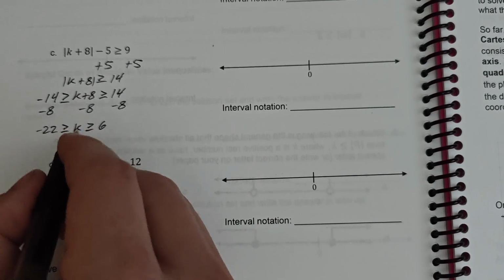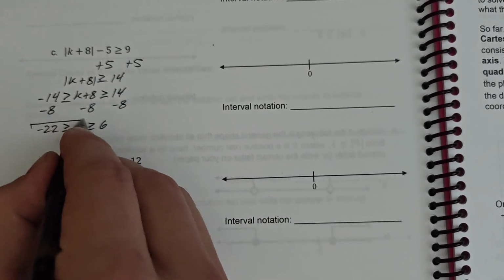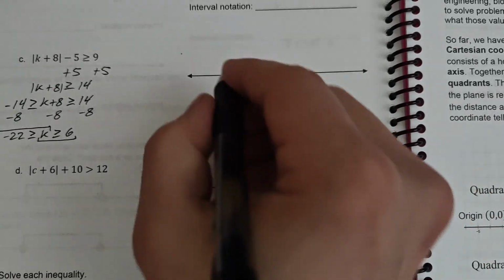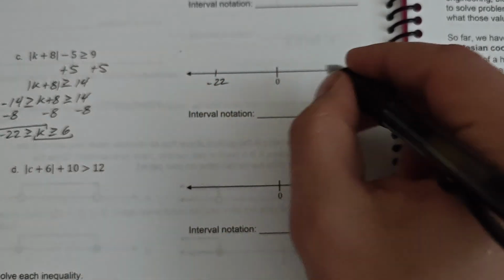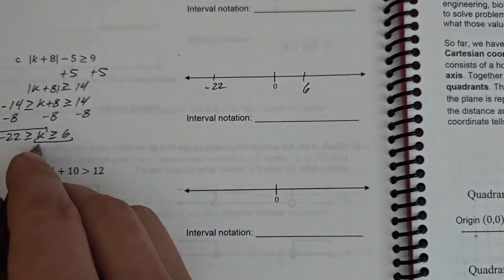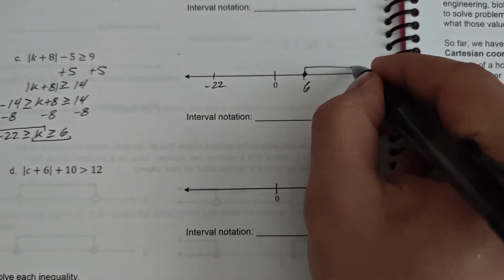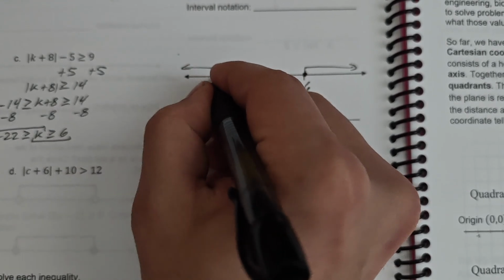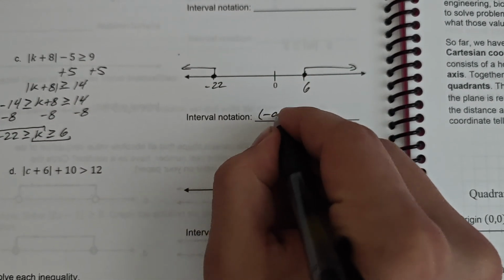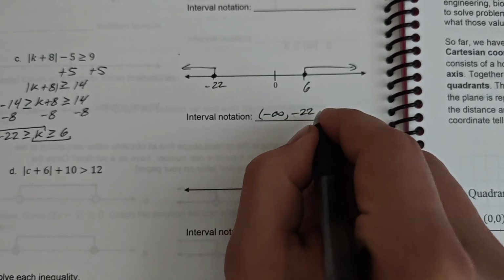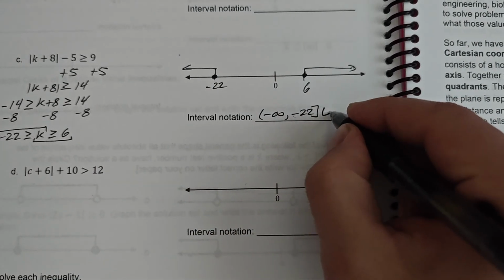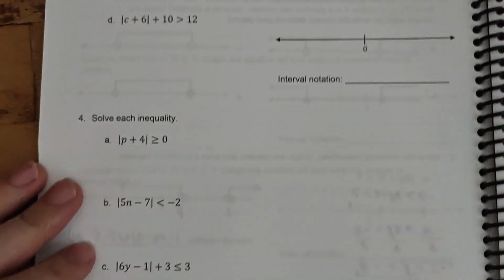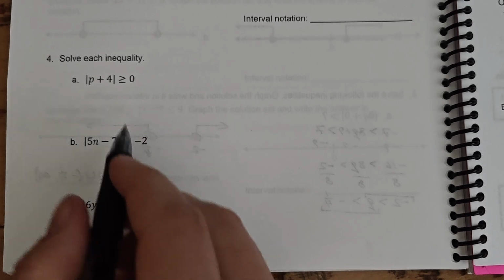And then after we solve this down to have only the k there, again we have to break it up into negative 22 greater than or equal to k greater than or equal to 6. Negative 22, positive 6. k is greater than or equal to 6, and negative 22 is greater than or equal to k. Our intervals: negative infinity up to negative 22, includes negative 22, union with including 6, all the way up to infinity.